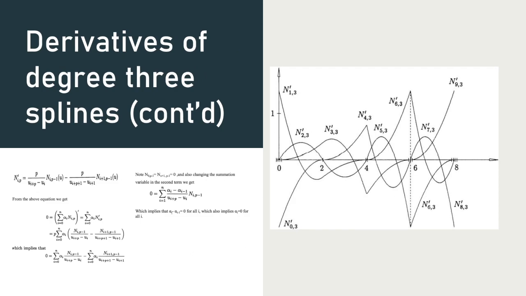This is a derivative of degree 3 splines, N' i,p. From the above equations we get these equations, which imply 0 equals the sum over i equal to 0 to n of alpha_i N i,p-1 of u over (u_{i+p} minus u_i), minus the sum over i equal to 0 to n of alpha_i N i+1,p-1 of u over (u_{i+p+1} minus u_{i+1}).